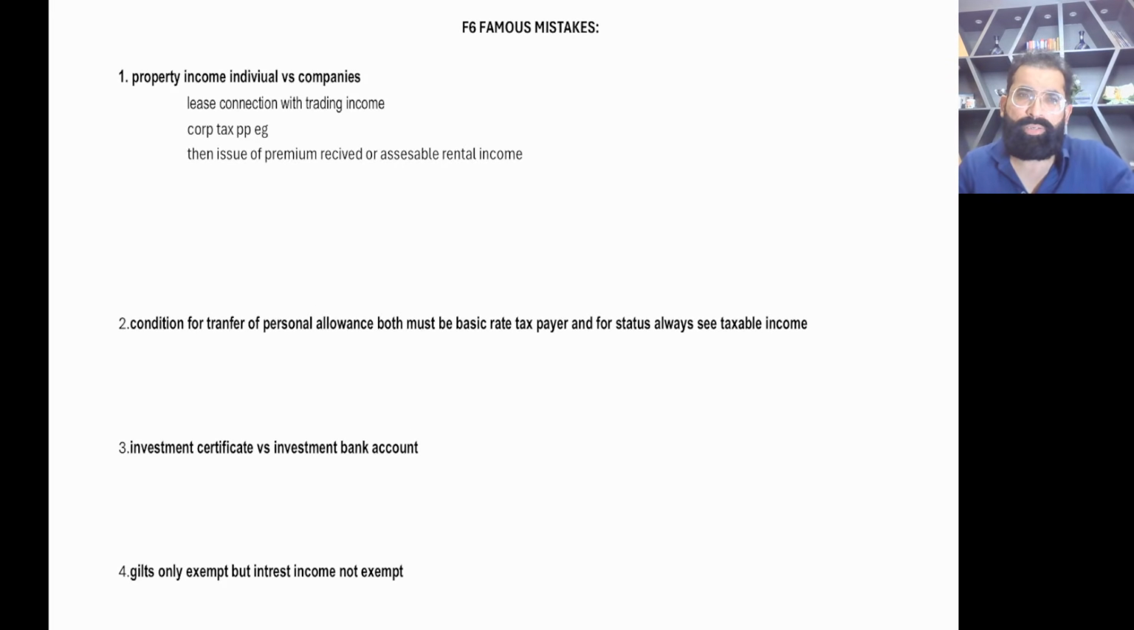So the first point written in front of you is property income, individuals versus companies. For individuals, property income is taxed on a receipt basis, cash basis. That means you imagine the fiscal year: whatever cash is coming in and whatever cash is going out, you need to take. But for companies, property income is taxed on an accrual basis.